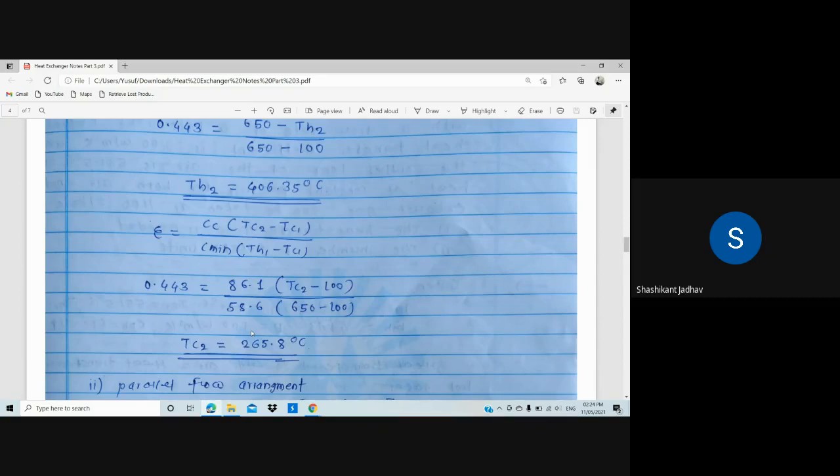So now we have to calculate the value of effectiveness for the parallel flow arrangement, and from that value of effectiveness we have to calculate the value of Th2 and Tc2. Okay, so all of you write down the second point for the parallel flow arrangement.